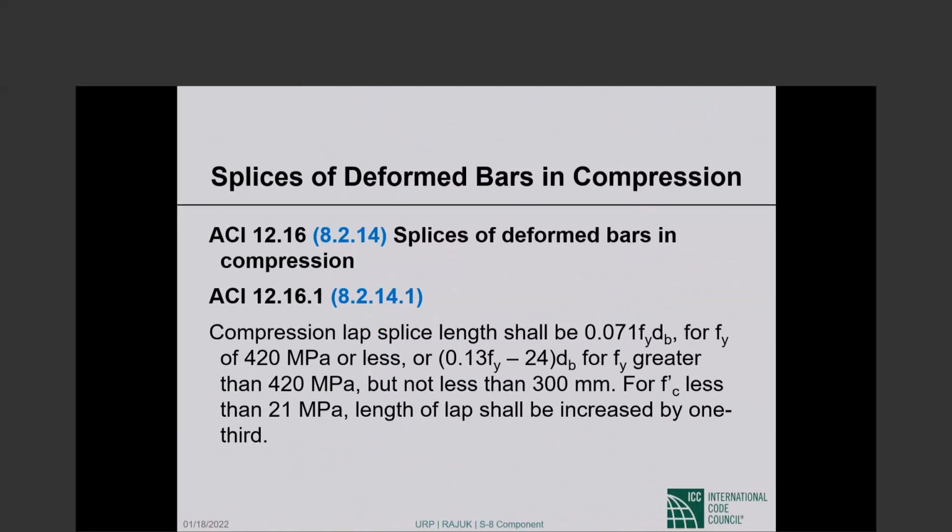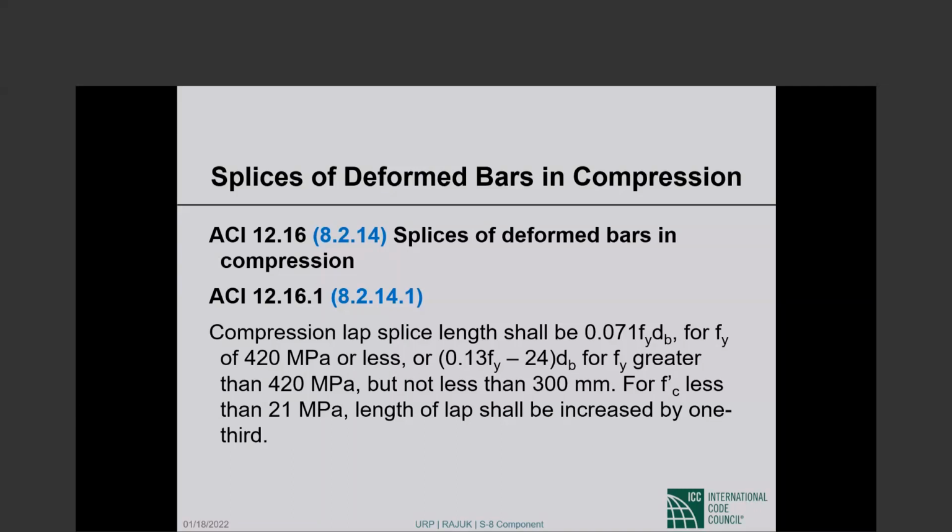Splices of deformed bars in compression. Compression lap splice length shall be 0.071 f_y d_b for f_y of 420 MPa or less, or another expression for f_y greater than 420 MPa, but not less than 300 millimeters. For f_c' less than 21 MPa, length of lap shall be increased by 1/3.